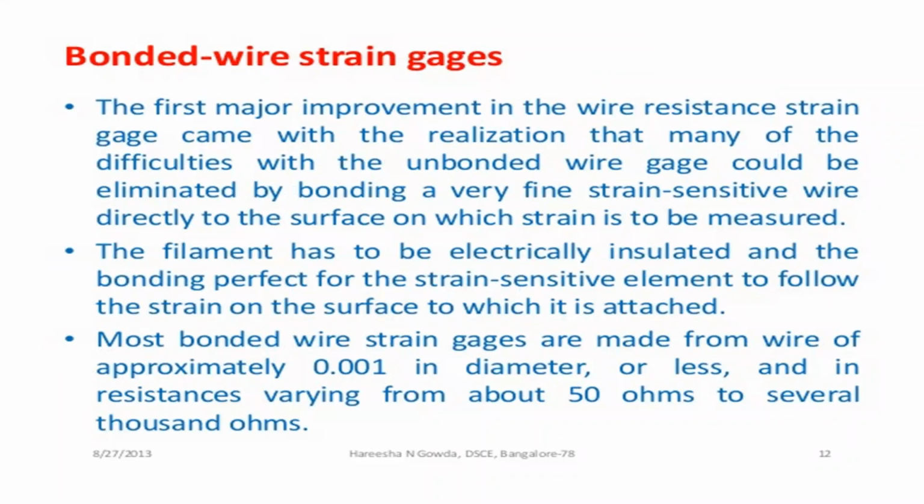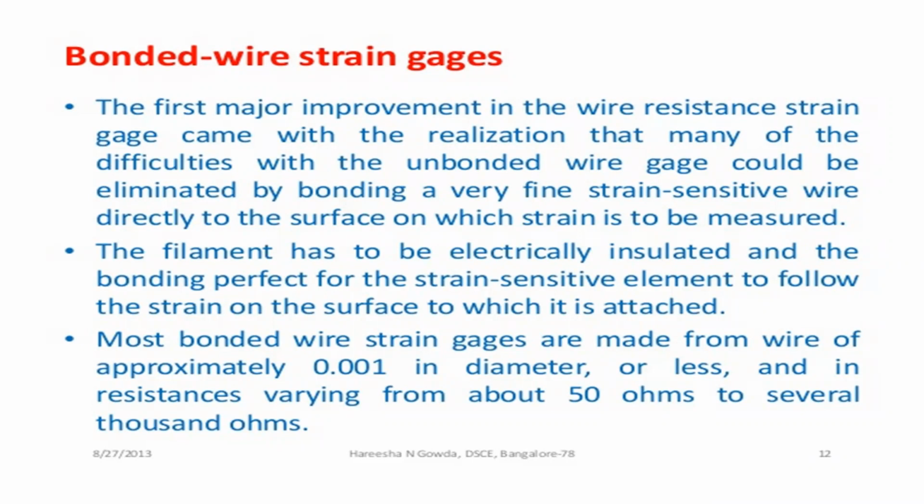With the bonded wire strain gauges, the first major improvement in the wire resistance strain gauge came with the realization of many of the difficulties with the unbonded wire gauges. So the unbonded wire strain gauges have many difficulties, and we can develop bonded wire strain gauges. In this bonded wire strain gauge, without loss of resistance, we can maintain high resistance, and we can measure a high amount of strain by using this type of strain gauge.